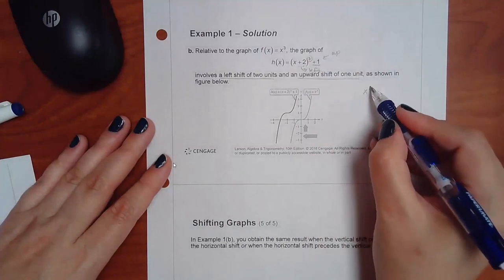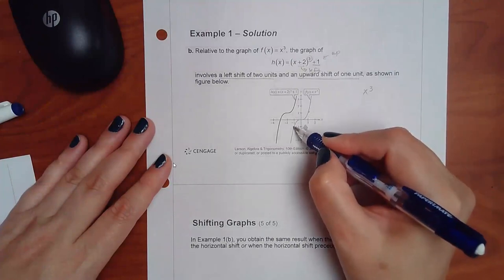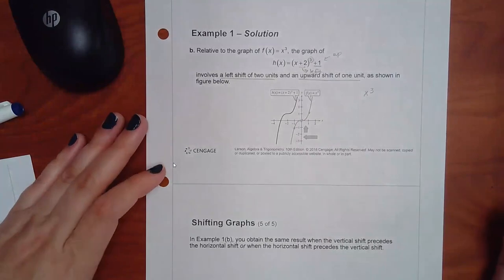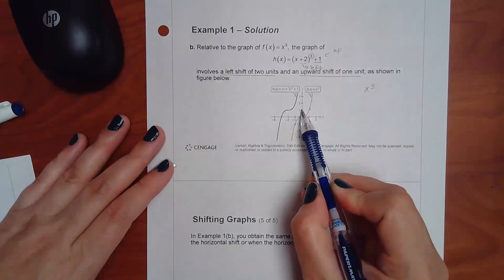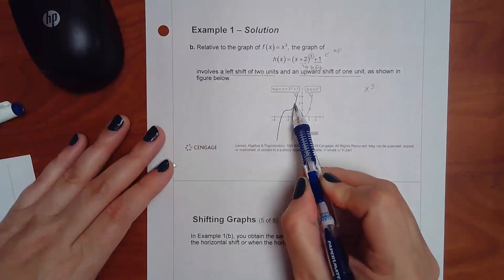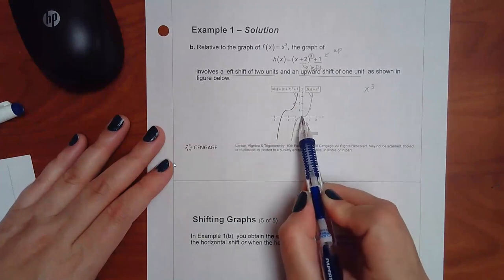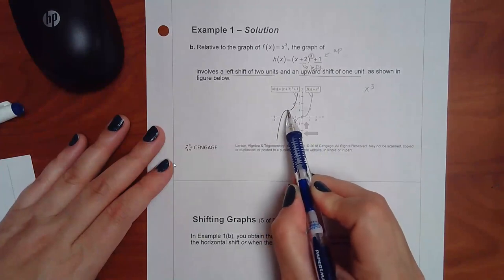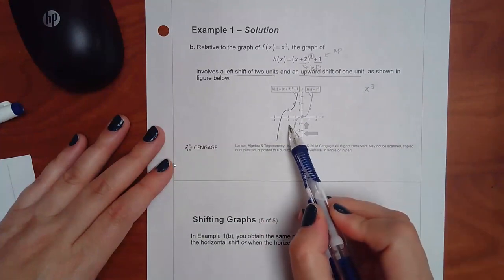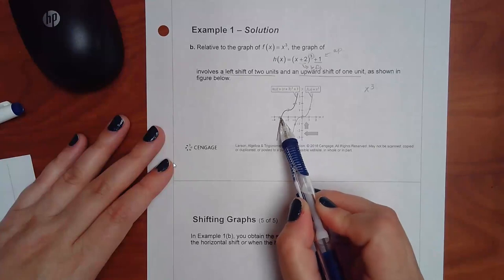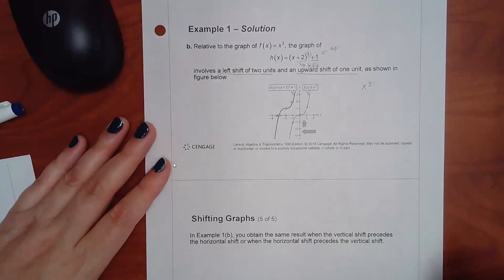So my parent function is an x cube. So you could do that chart again to graph it. We just really need those three points. And then each one of these points, we're gonna move two units to the left and then one unit up. So this point became this point. Then here, 2 units to the left and 1 unit up. And so now that middle point is there. And then this one, 2 units to the left and 1 up. And that's that point there. And then you can just redraw the graph, okay?